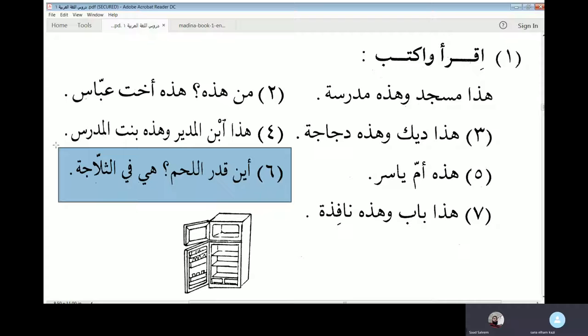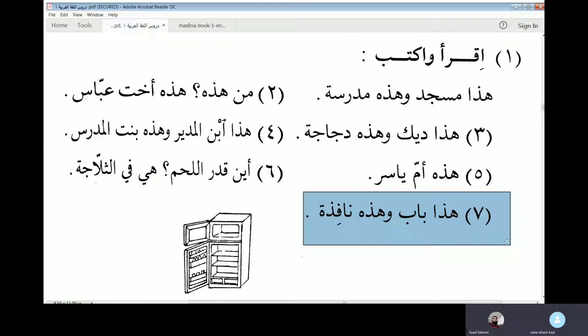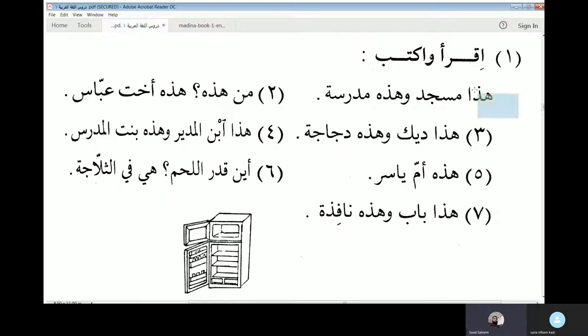Aina qidrul lahami? Aina qidrul lahami? Ya fish, shalajati. Where is the fish, the fridge? Haza babun wahazihi nafizatun. Miss Anna, read the first three sentences also.